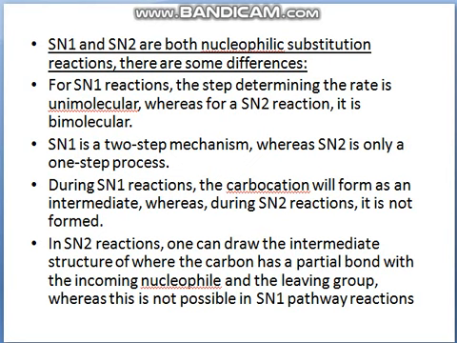Next is the difference between these two reactions, SN1 and SN2. For the SN1 reaction, the rate-determining step is unimolecular, while in SN2 it is bimolecular. SN1 is a two-step mechanism, whereas SN2 is only a one-step mechanism. During the SN1 reaction, a carbocation forms as an intermediate, whereas during the SN2 reaction it is not formed.